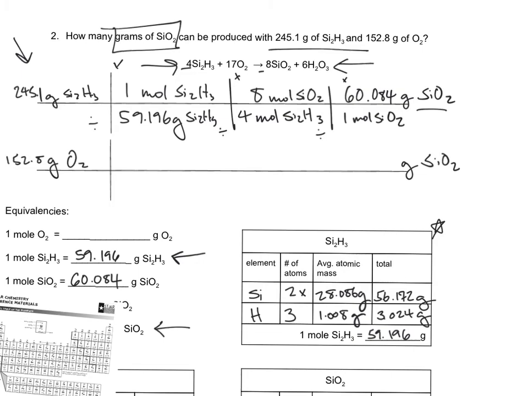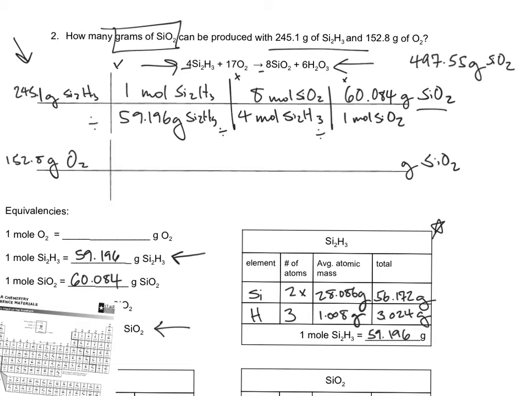I'm going to grab a calculator and do that really quickly. You do the same. And for that answer, I get 497.55 grams SiO2. Now we're going to follow the same process for the bottom reactant here, 152.8 grams of O2, and see how many grams of SiO2 that's going to make.